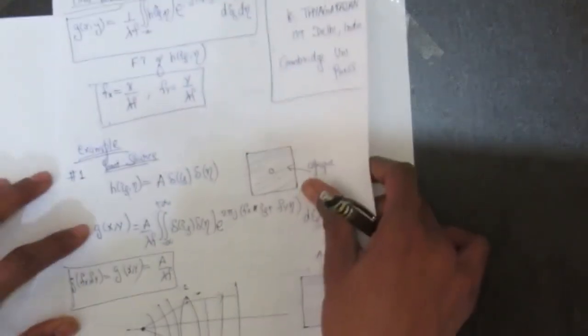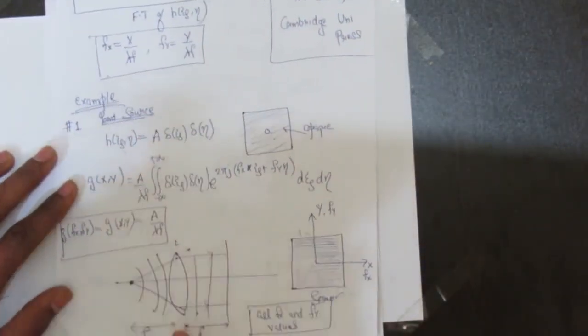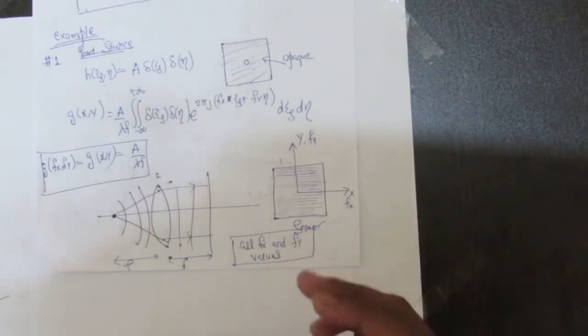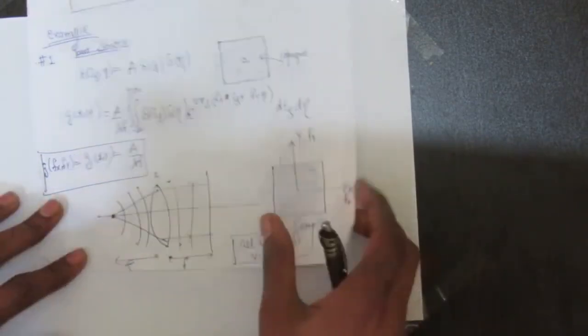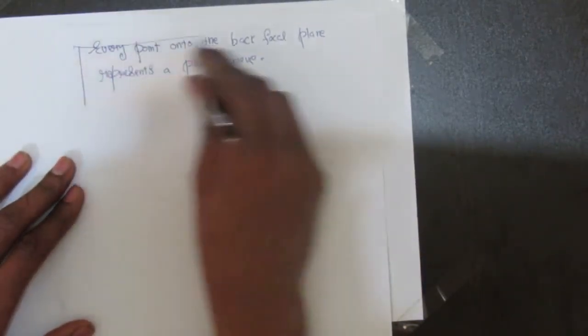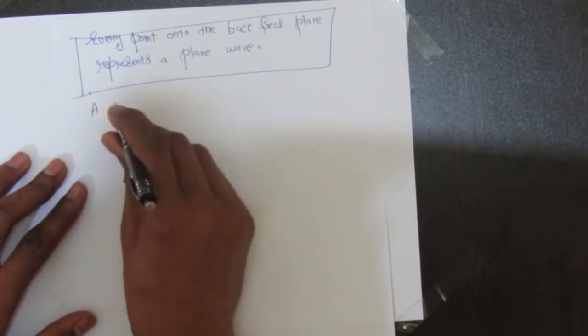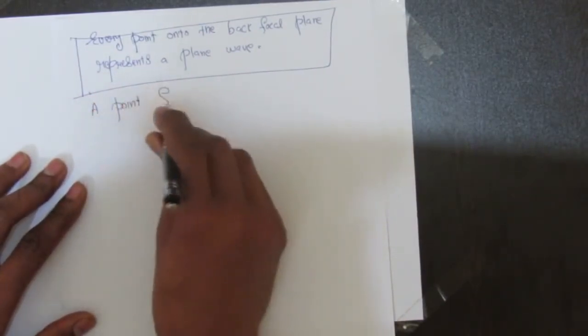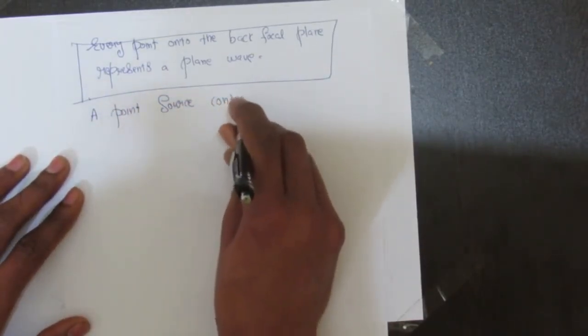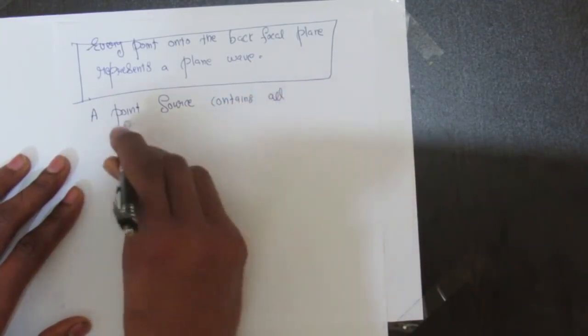So now, if you remember, the first example I had discussed with you was the point source example. In that one you had got a constant value. That means I said that for all fx and fy values, you have all the spatial frequencies in a point source. What does it mean? What is the physical meaning of that? Now let me show you. So let me again write down this important statement I mentioned. Now what I'm saying is that a point source contains all spatial frequencies.